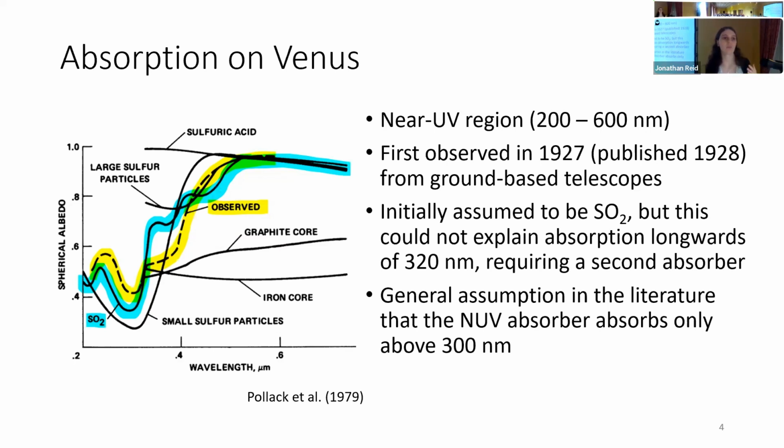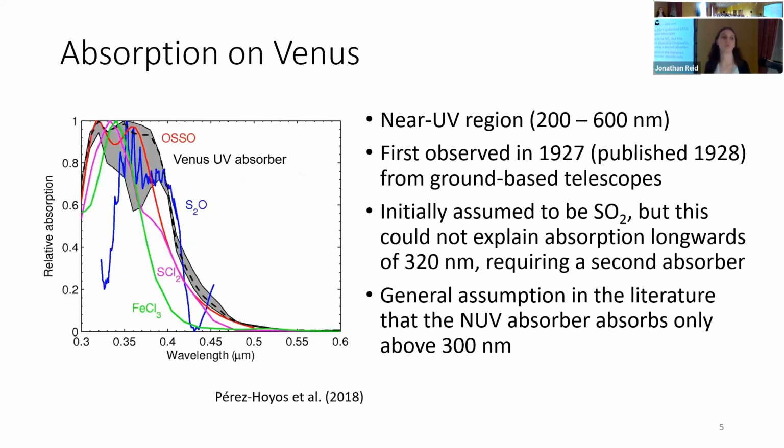So it was thought that there were 2 absorbers. There's SO2, which absorbs up to 300 nanometers, and beyond 300 nanometers, there's a second one, which gets called the near UV absorber or the unknown UV absorber, all sorts of fun acronyms. I'm going to stick with the near UV absorber, just to keep it nice and easy. So this is it in the black with a few different candidates in different colors, and you can see none of them fit terribly well.